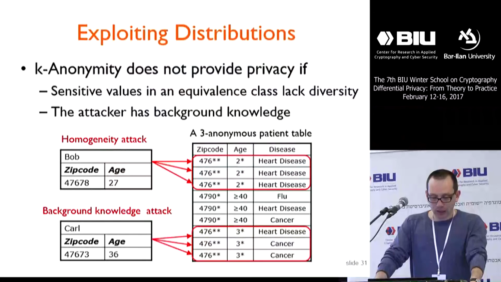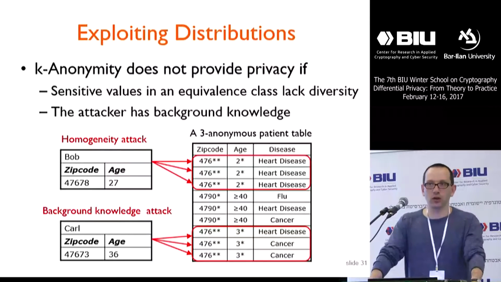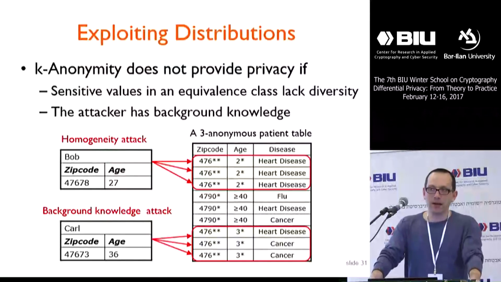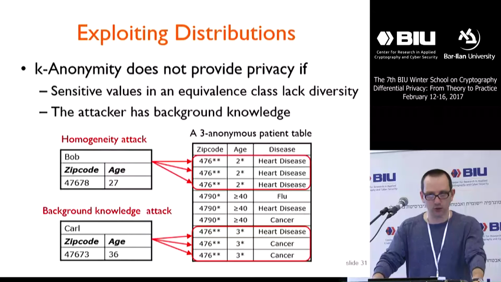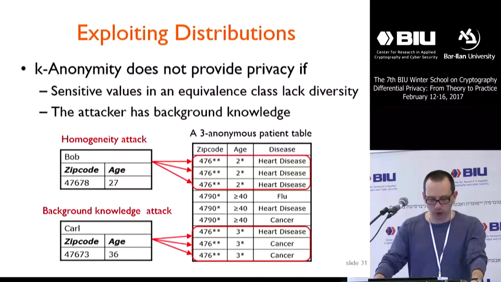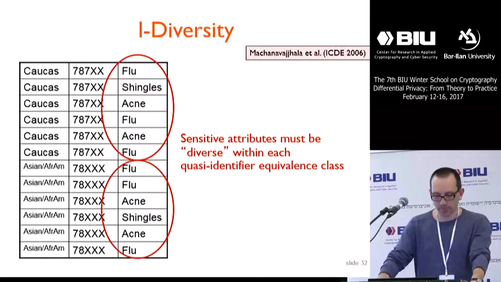And this is another example of an attack, the so-called background knowledge attack. By linking to this class, maybe I don't learn the condition exactly, but if I know something about the distribution, for example, of very sensitive attributes in the population, or I have some prior knowledge about the person, I can exploit the distributional information that is leaked here.